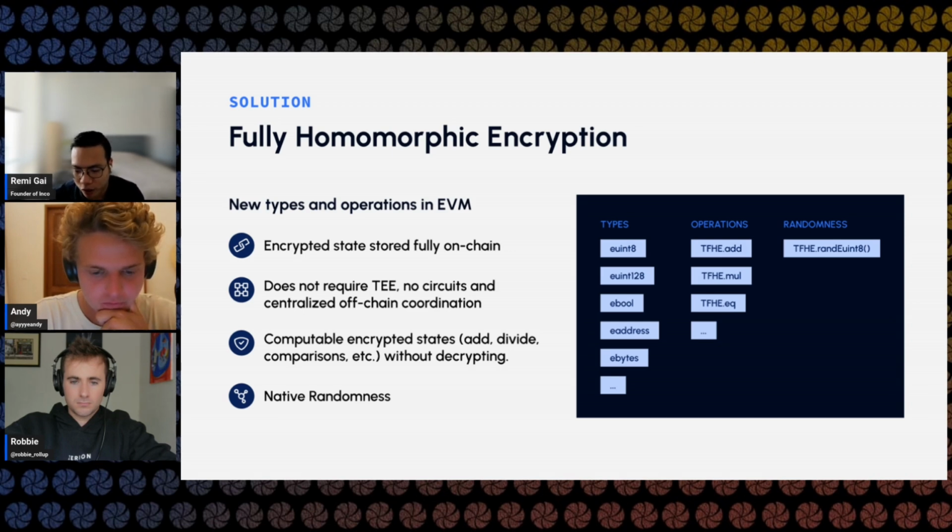Ultimately, there are many cryptographic solutions, but like I mentioned at the beginning, what you really want is the ability for people to build useful things with these cryptographies, right? So the way this FHE cryptography is being implemented at the EVM level is really just in the form of new types and operations within the EVM.